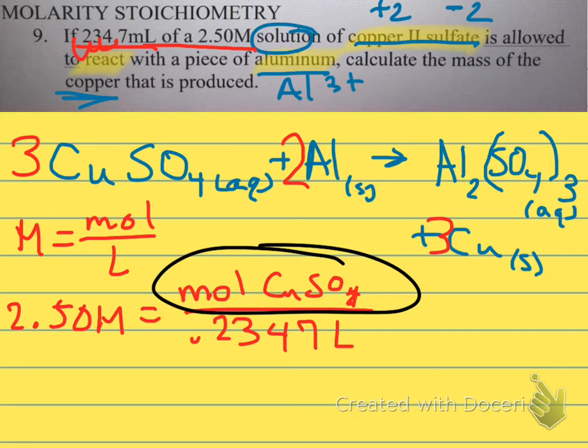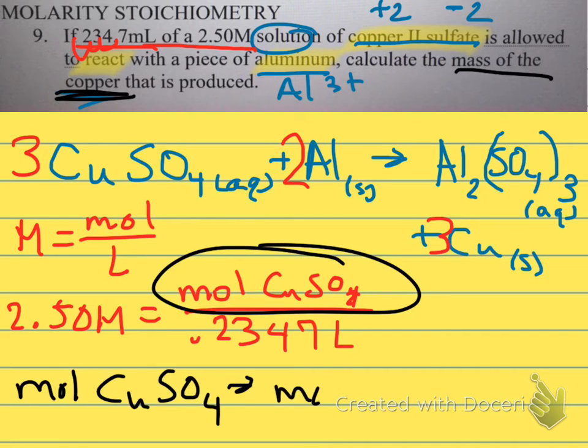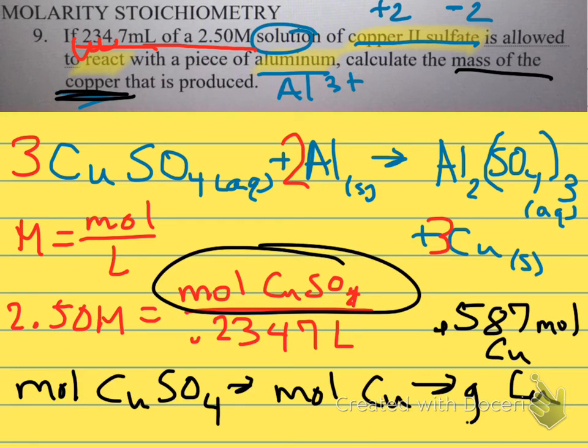Once we have moles of copper sulfate, now we need to look at what we want. We want the mass of copper that's produced. So once we have moles of copper(II) sulfate, we can go from moles of copper(II) sulfate to moles of copper into grams of copper. So let's set this problem up. First, we're going to solve for moles by doing 2.50 times 0.2347, and that will give us 0.587 moles of copper(II) sulfate.